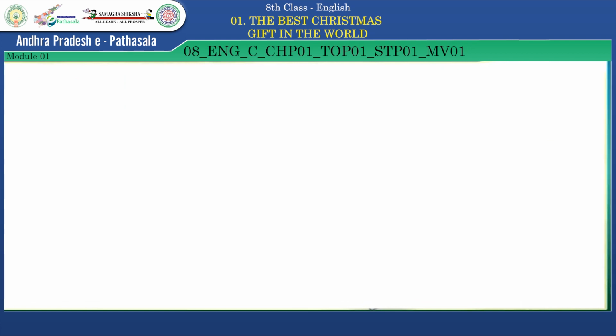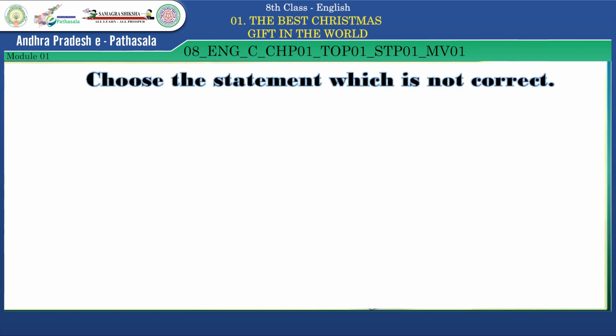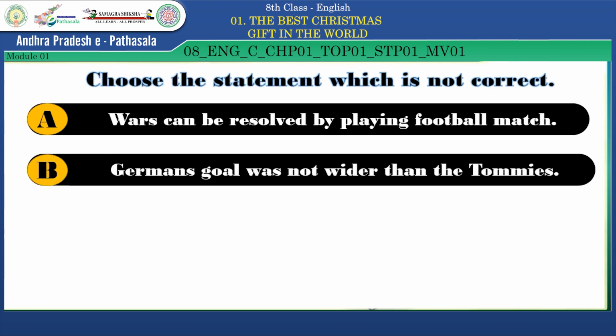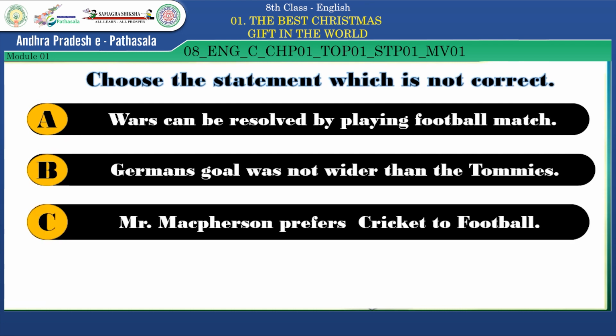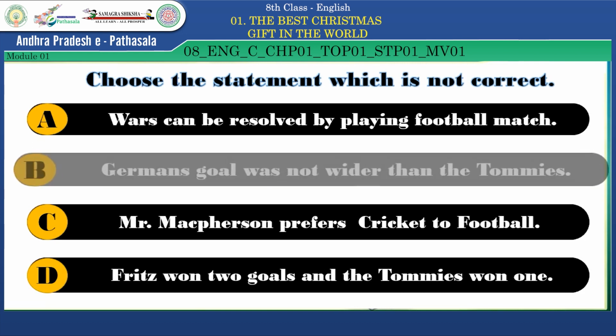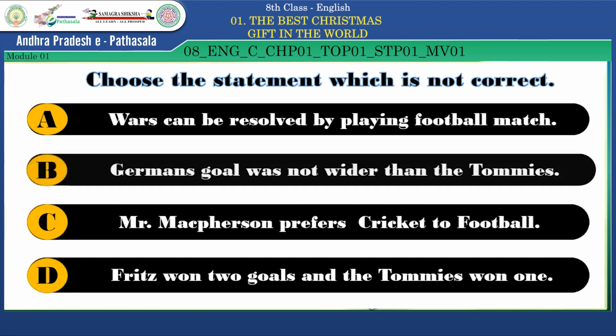Check how far you have understood this passage. Choose the statement which is not correct. Option A. Wars can be resolved by playing a football match. Option B. Germans' goal was not wider than the Tommies'. Option C. Mr. Macpherson prefers cricket to football. Option D. Fridge won 2 goals and the Tommies won 1. Now the statement which is not correct is option B. Germans' goal was not wider than the Tommies'.